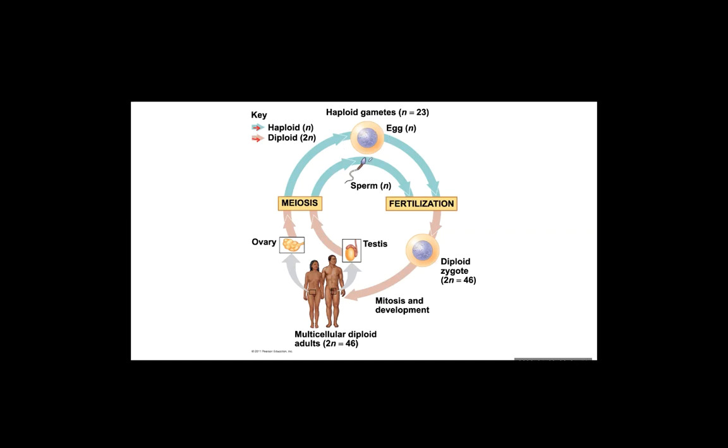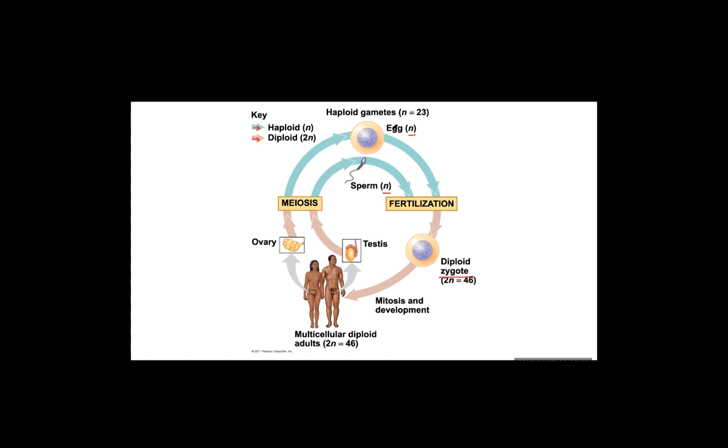These sperm and egg, they are haploid. So you can see sperm are haploid, egg also is a haploid gamete. This egg and sperm fuse together. We call that fertilization. And then we call the cell, once sperm and egg fuse together, the zygote. Since they fuse, this one haploid plus another haploid become diploid.